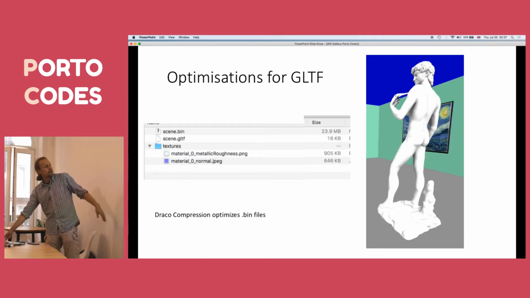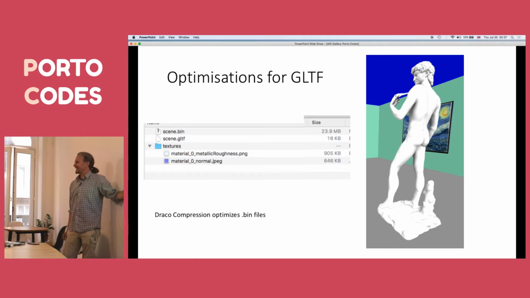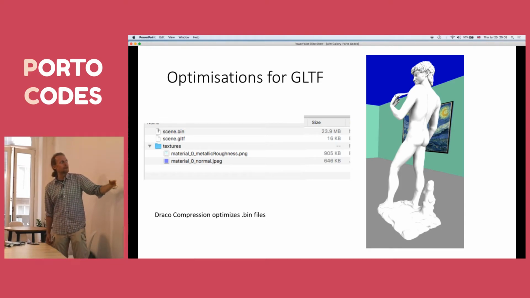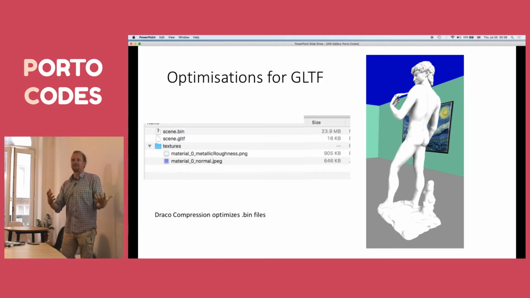For GLTF, there's a thing called Draco compression. If you're using GLTF files, you just Google Draco compression. There are tools out there. It took this 25 megabyte file down to like 4.5, right? Still big, but not 25 megabytes. We're getting something a little bit more reasonable.